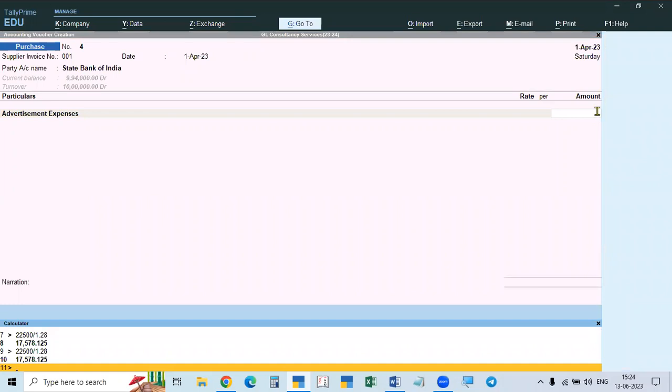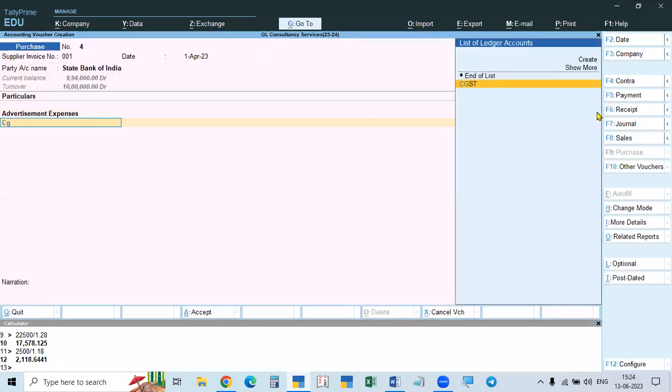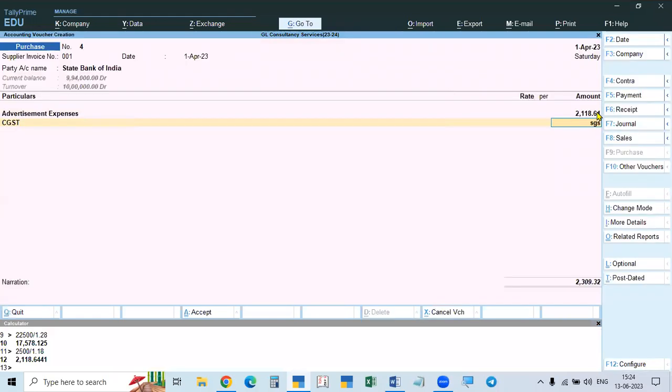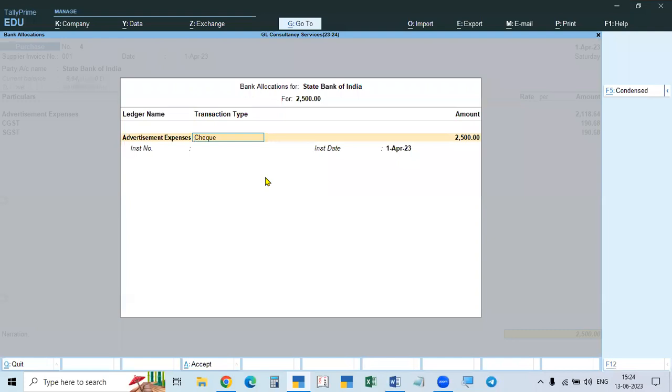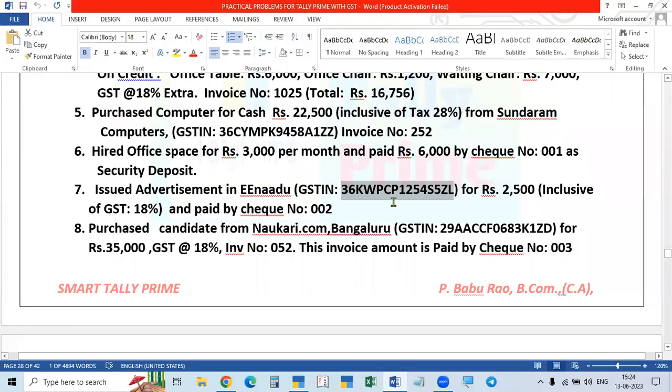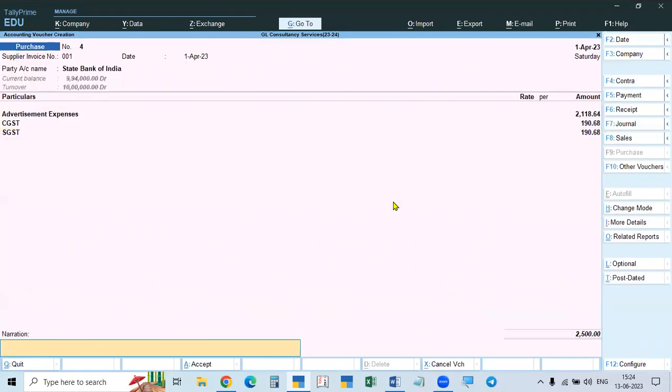Amount is 2,500 divided by tax is 18%, so 1.18. So automatically the amount will come here and CGST, SGST. Total amount is 2,500 including tax. So including tax, see the total amount is 2,500 only. Here we immediately paid by check also, check number 002. So like this we entered.